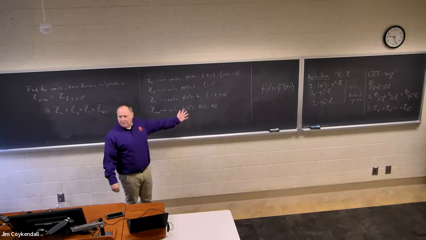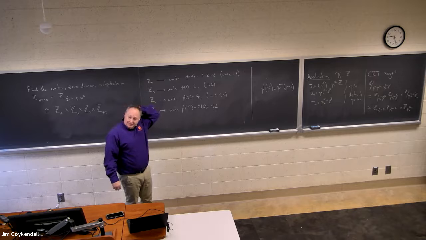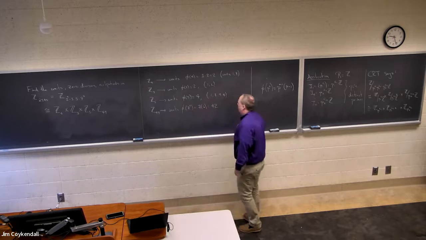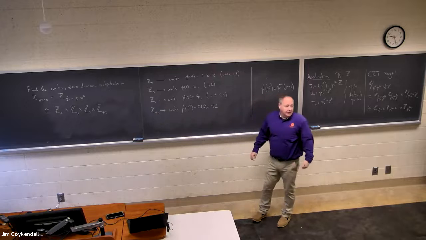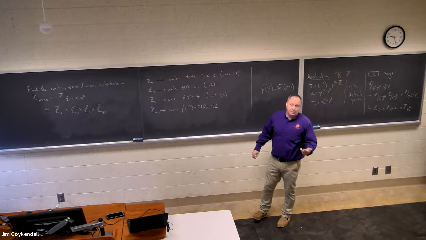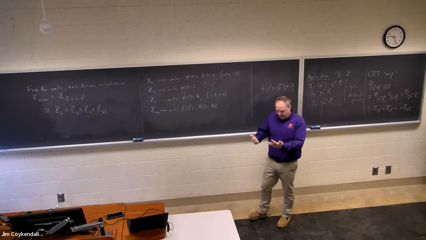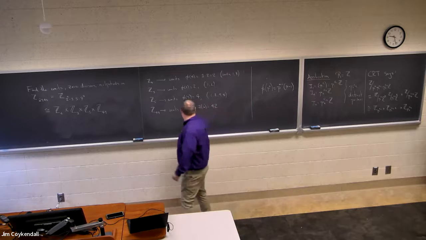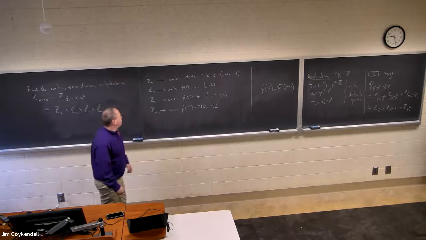I'm not going to write this out, but it's everything that's not divisible by 7, right? So it's everything but 0 bar, 7 bar, 14, 28, 21, 35. And, well, I got that there. It's everything but.